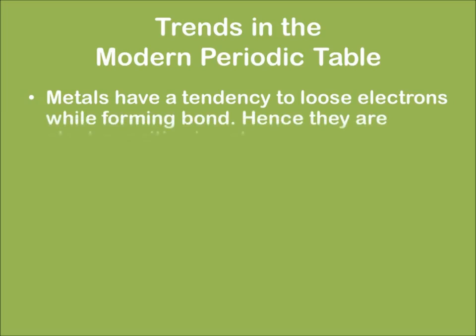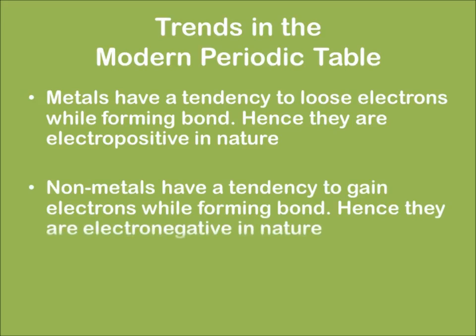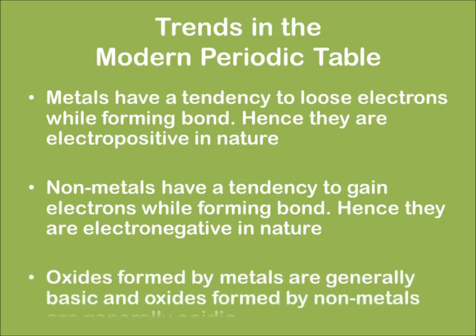Metals generally have a tendency to lose electrons while forming a bond, hence they are electropositive in nature. On the other hand, nonmetals have a tendency to gain electrons while forming a bond, hence they are electronegative in nature. Oxides formed by metals are generally basic, and oxides formed by nonmetals are usually acidic in nature.